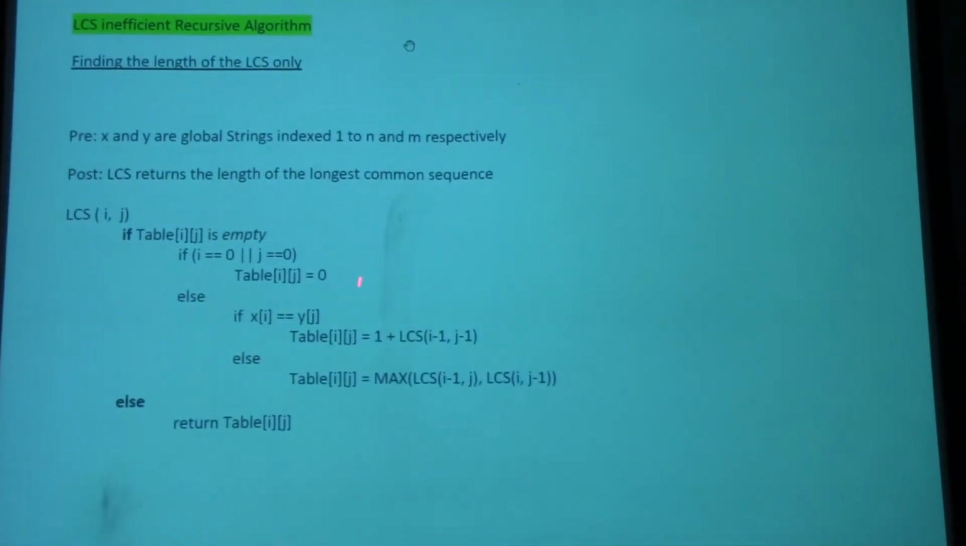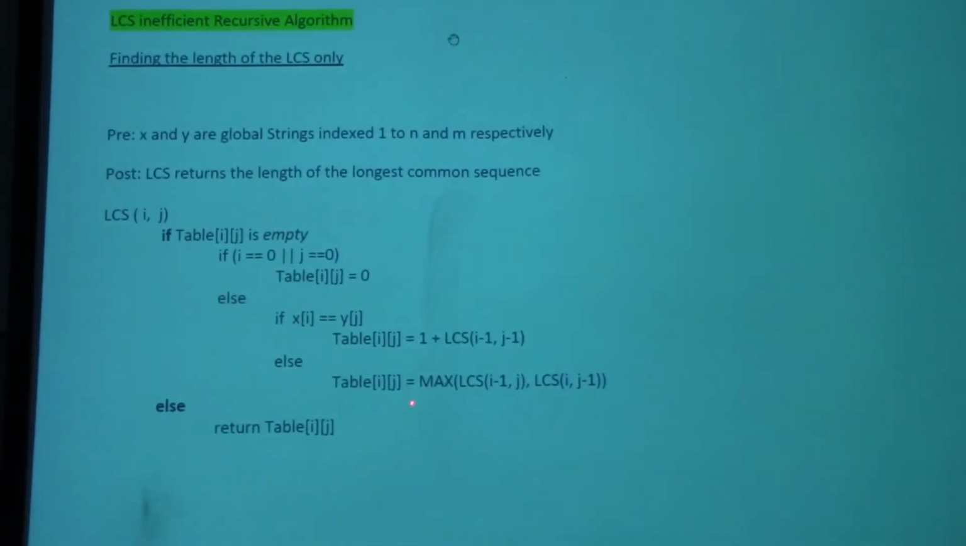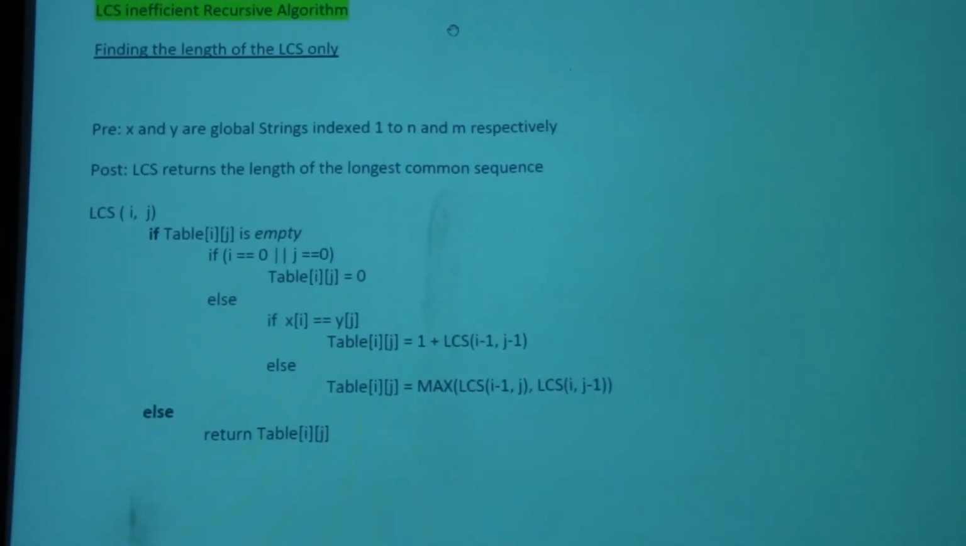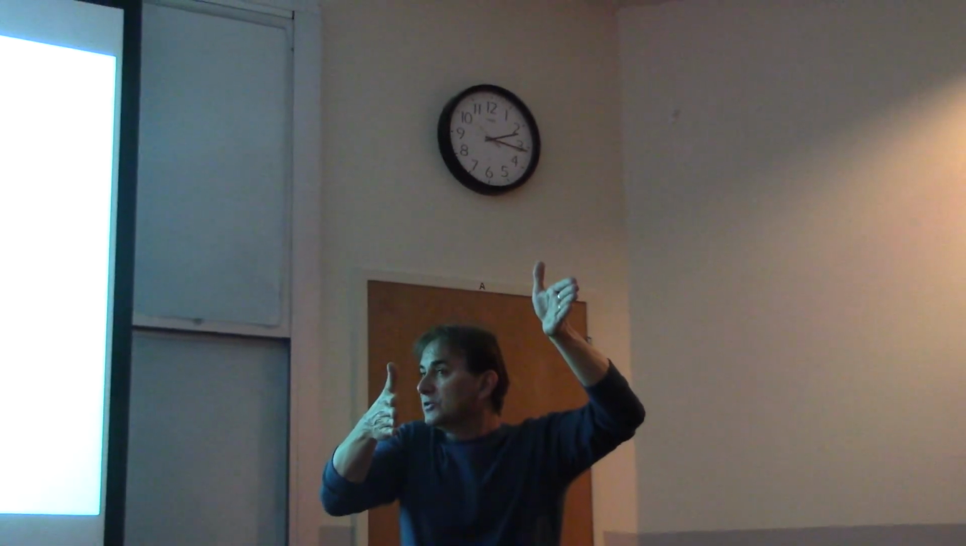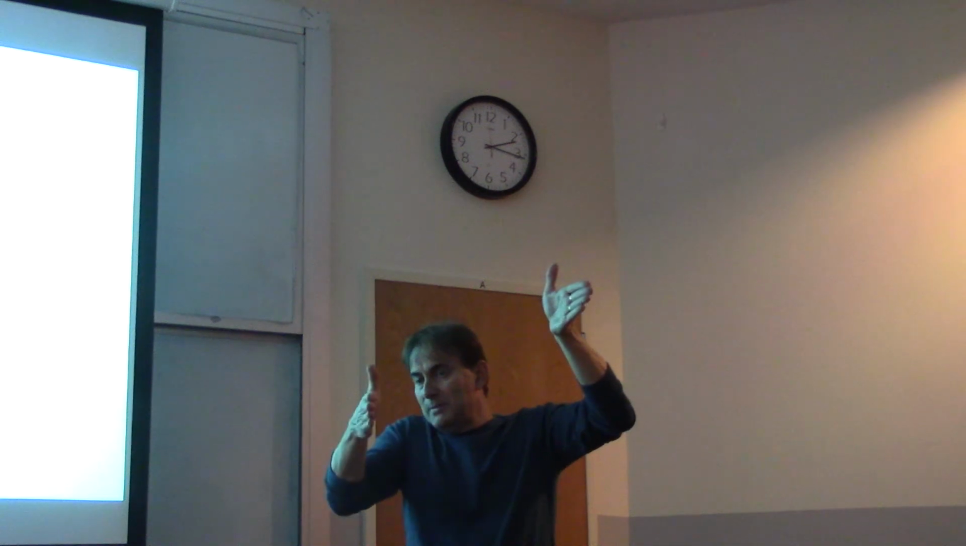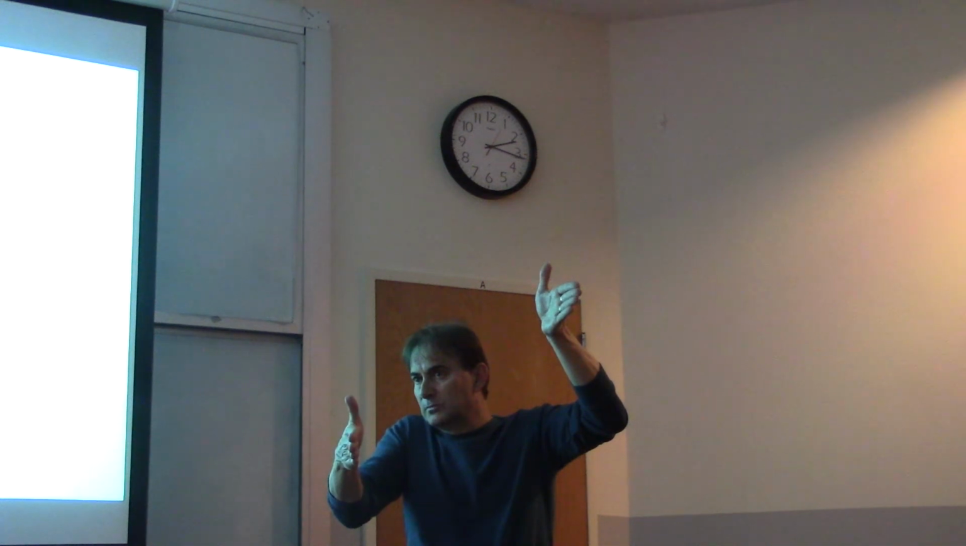Furthermore, if these characters do not match, then table ij will get the max of LCS i minus 1, j, comma, LCS i, j minus 1. If character 3 is not equal to character 7, then the value I'm going to put into the table is going to be what? It's the maximum of i minus 1, j. What's that going to be? Whatever it was up to that point, because this is not a match, so what did you get up to this point?